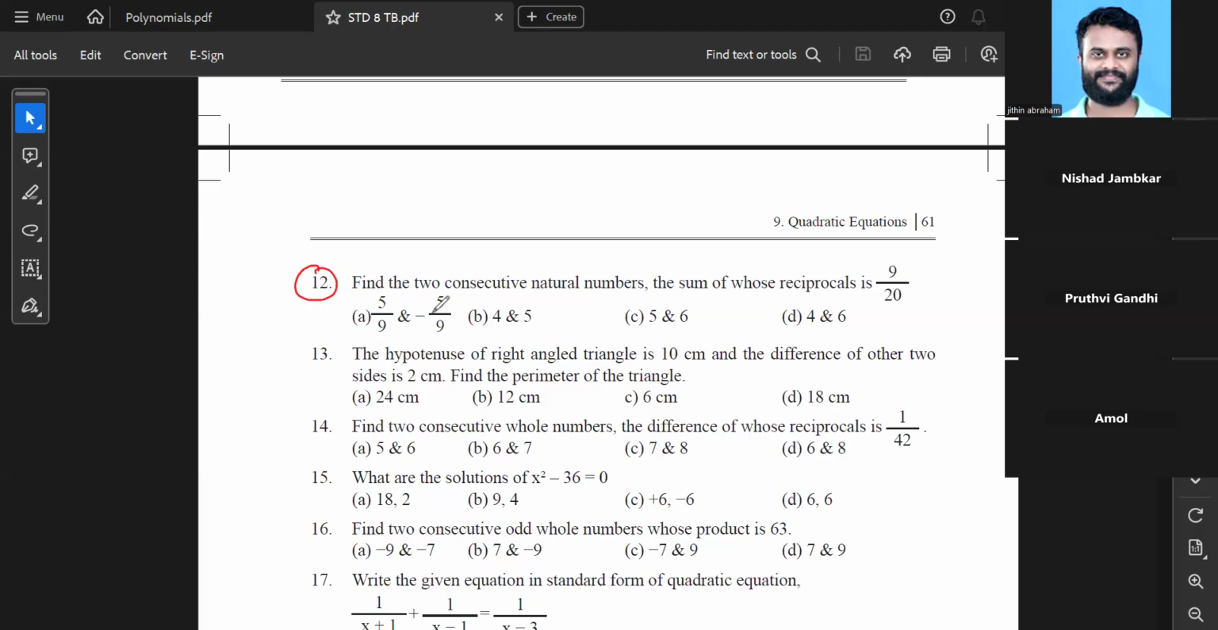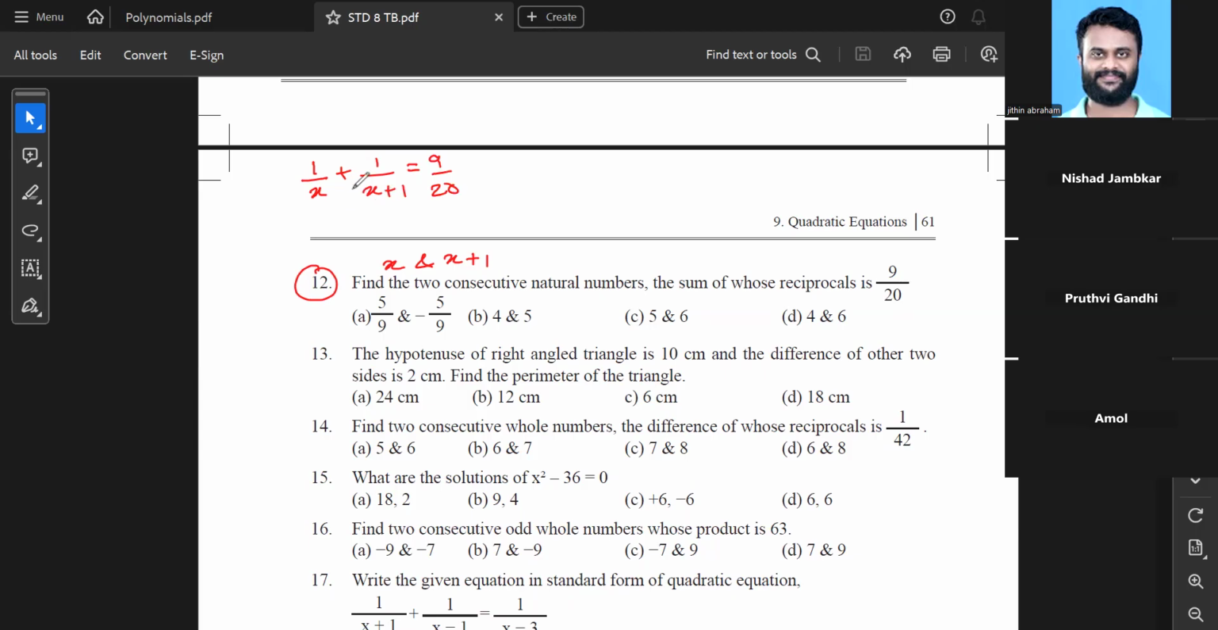For example, find the two consecutive natural numbers. They are consecutive numbers, which means एक के बाद एक है. Natural numbers, which means plus one है उनके बीच में. The sum of whose reciprocal is 9/20. सो उनके रेसिप्रोकल का सम जो है ना दैट इज 9/20. फॉर एग्जाम्पल, if x is the first consecutive number, then the next consecutive number will be x plus 1. Now the sum of their reciprocal: the reciprocal of the first number is 1 by x, the reciprocal of the second number is 1 by x plus 1. Their sum is equal to 9/20. This is what they have said basically.